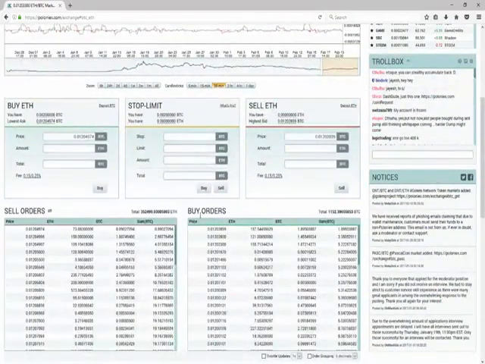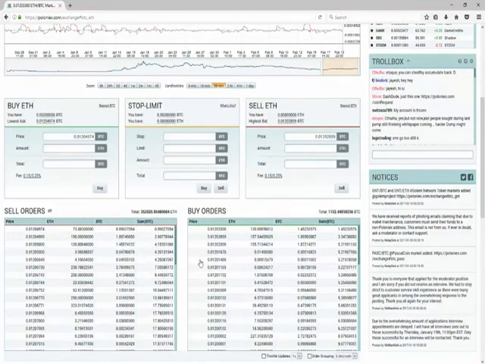So we have the order book here. We have the buy orders. It shows the buy support. So there's over 1,000 Bitcoins in buy orders. So these are the bids and these are the asks. These are sell orders. This is the amount of Ethereum that people are trying to sell.